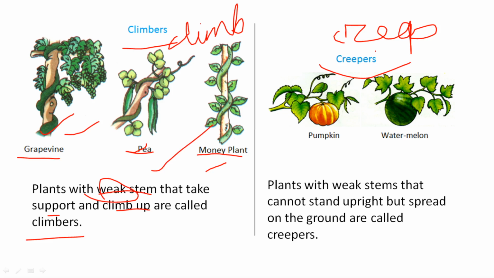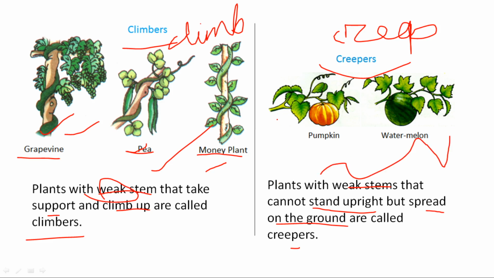Next is creepers. Okay, those who creep. You are seeing pumpkin, watermelon. Okay, plants with weak stems. Creepers also have weak stems and cannot stand upright. Upright means straight. But they spread on the ground and are called creepers.